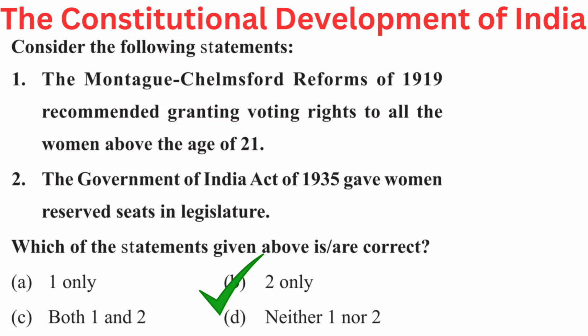Your question is, consider the following statements. First, the Montagu Chelmsford reforms of 1919 recommended granting voting rights to all the women above the age of 21. And second, the Government of India Act of 1935 gave women reserved seats in legislature. Which of the statements given above is or are correct? A. 1 only, B. 2 only, C. Both 1 and 2, or D. Neither 1 nor 2. Right answer is B. 2 only. Second, the Government of India Act of 1935 gave women reserved seats in legislature.